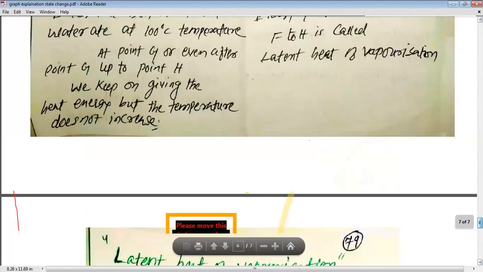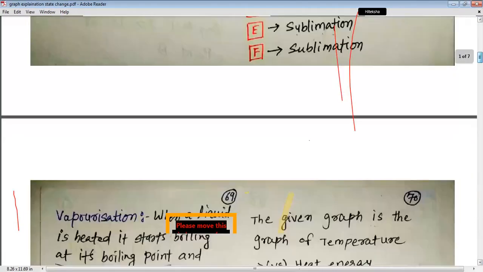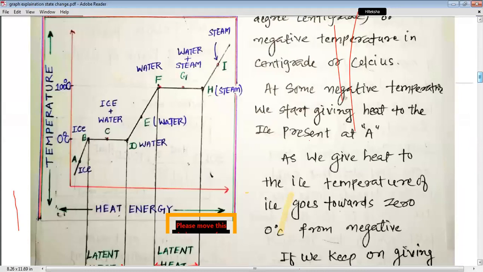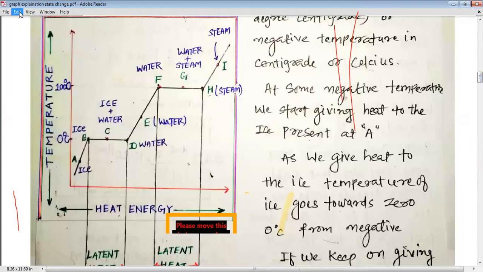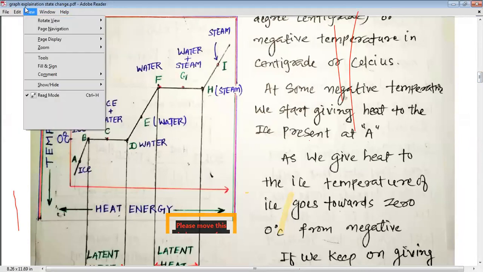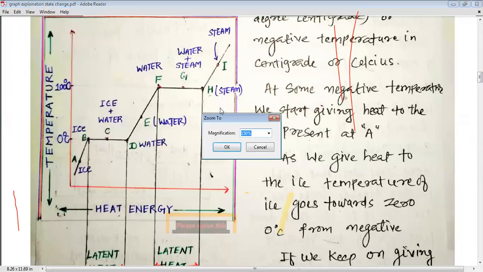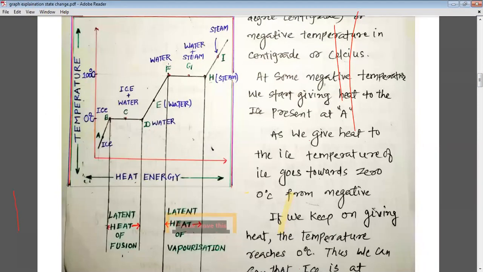Now, whatever we have studied, let us look at the graph and understand it once again. Let us look at this graph and start revising whatever we have studied just now. We have studied point F. At point F, we have 1 kilogram of water. A slight increase in temperature at point F will turn the water into steam.